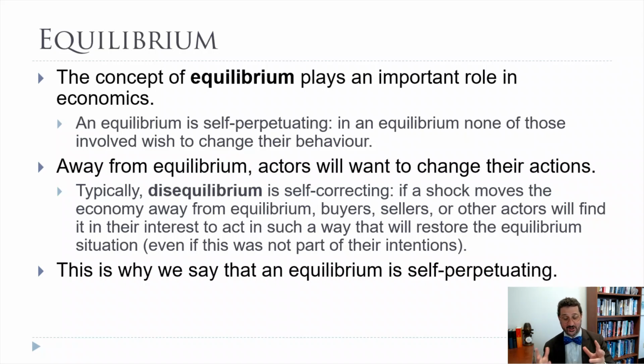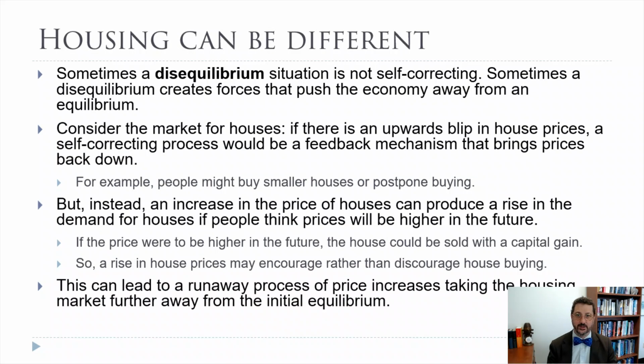So often our disequilibrium, when we're not at our equilibrium, is self-correcting, right? There are incentives in the model, in the market, for buyers and sellers and firms and workers to change their actions and get us back into equilibrium. And that's why we say that this is self-perpetuating. But that's not always the case, right?